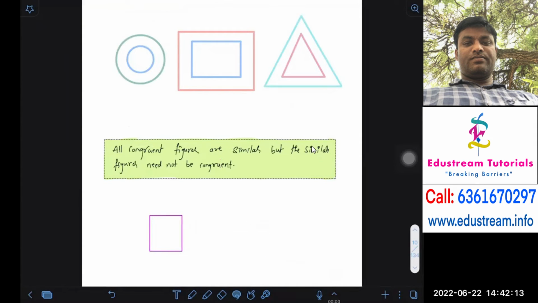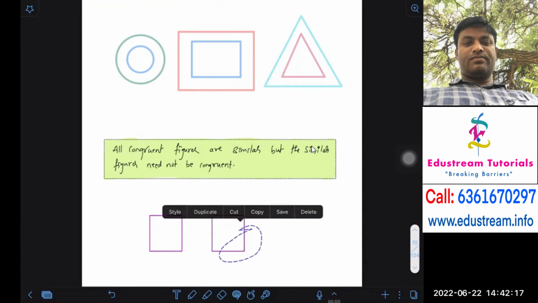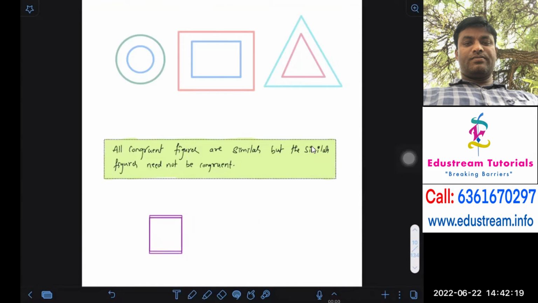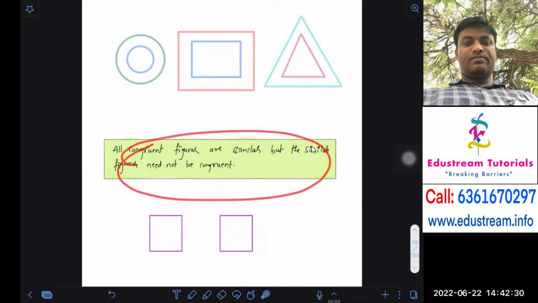Okay, let's say I'm going to make an exact copy of this. Now see, let's coincide here. Now see here, it's exactly coinciding. Therefore, these two are similar as well as they are congruent. That's it. That's what this paragraph is trying to tell.